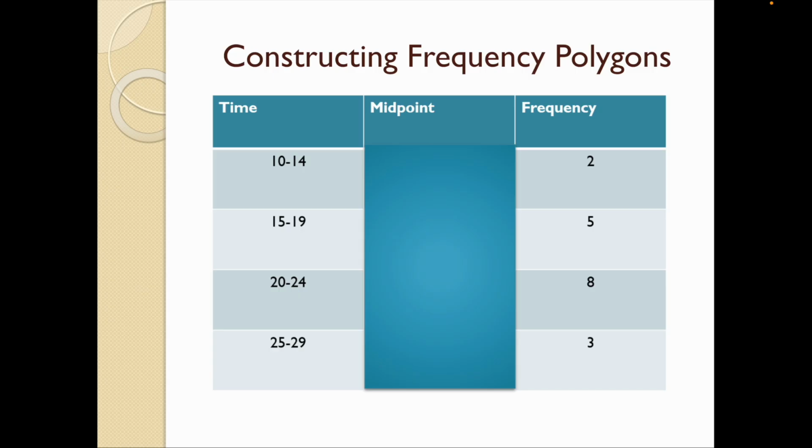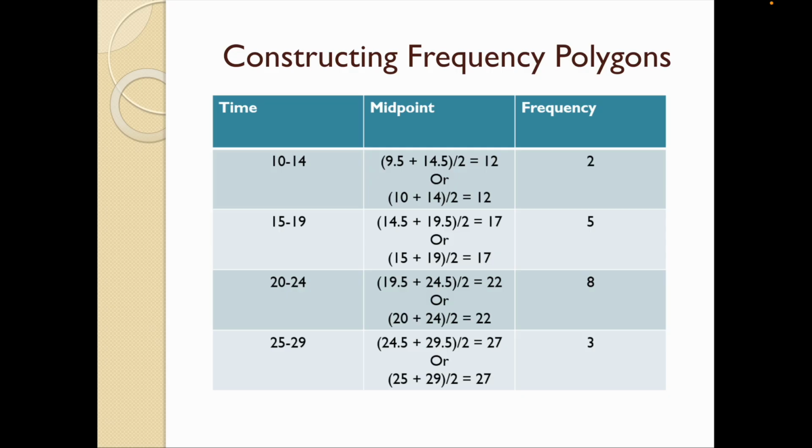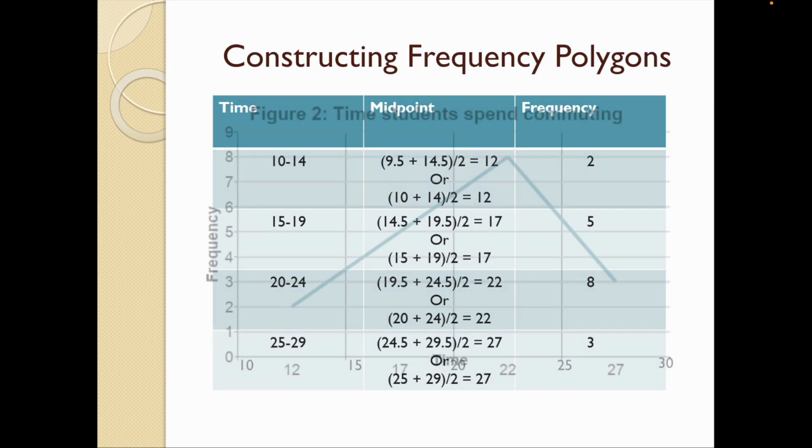All right, somebody else. What's the one for 15 to 19? 17. You sure? Yeah. All right, nice. Somebody else. 20 to 24. 22. And the last one? The last one got us struggling? 27. Nice. So those are the midpoints. Those midpoints are very important because that's what we have to plot on. Not the boundaries, but the midpoints.